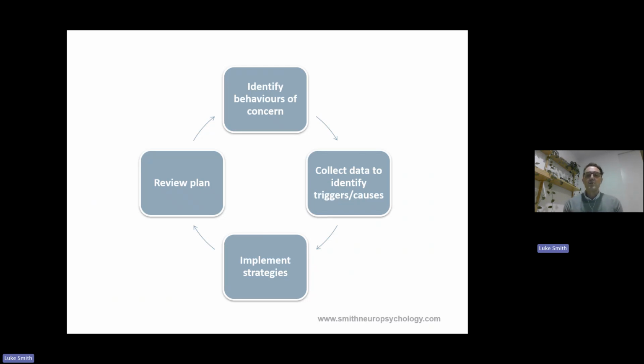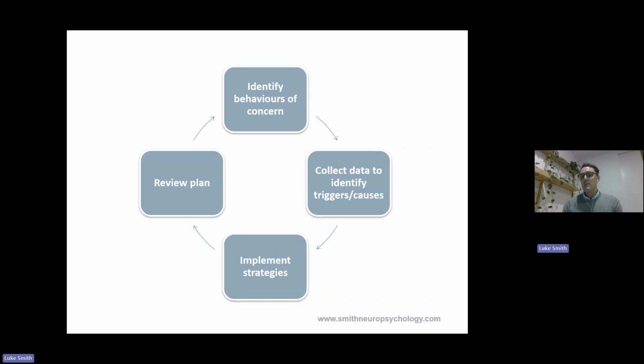And then what we do is we try to collect data to identify the triggers or causes for this behaviour. By triggers, I mean an antecedent, or something happening around the time that the behaviour occurs. So for example, if I have an argument with someone who is living with dementia and that causes them to become angry, the trigger for their anger is me, because I am arguing with them.